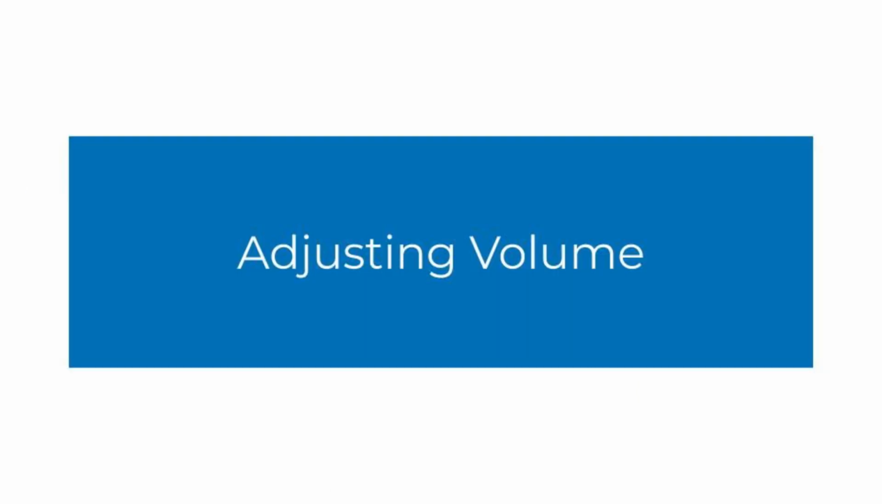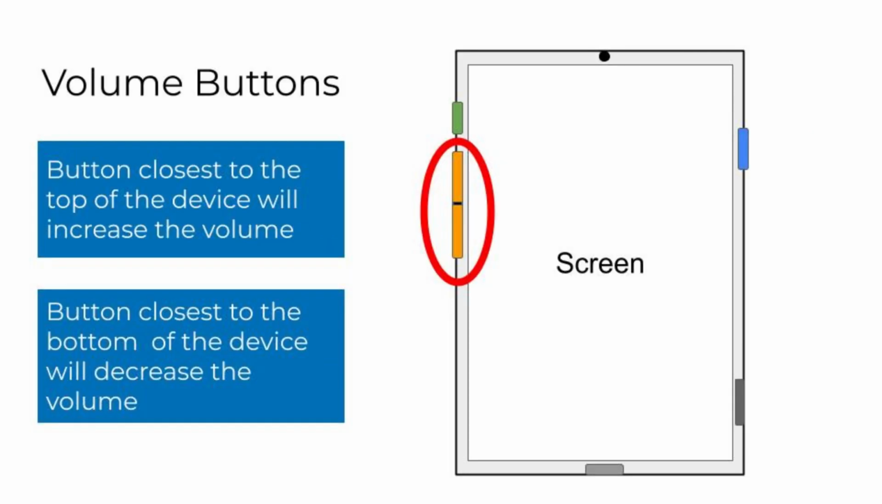Finally, we will talk about how to adjust the volume of your device. The volume buttons are usually located on the left side of your device. On some phones, the volume button may be 2 separate buttons adjacent to each other to increase or decrease volume. On other phones, the button may be one long button for both actions. Regardless if it is 1 button or 2 buttons for volume, generally speaking, the button closest to the top of the device will increase the volume, whereas the button closest to the bottom of the device will decrease the volume.